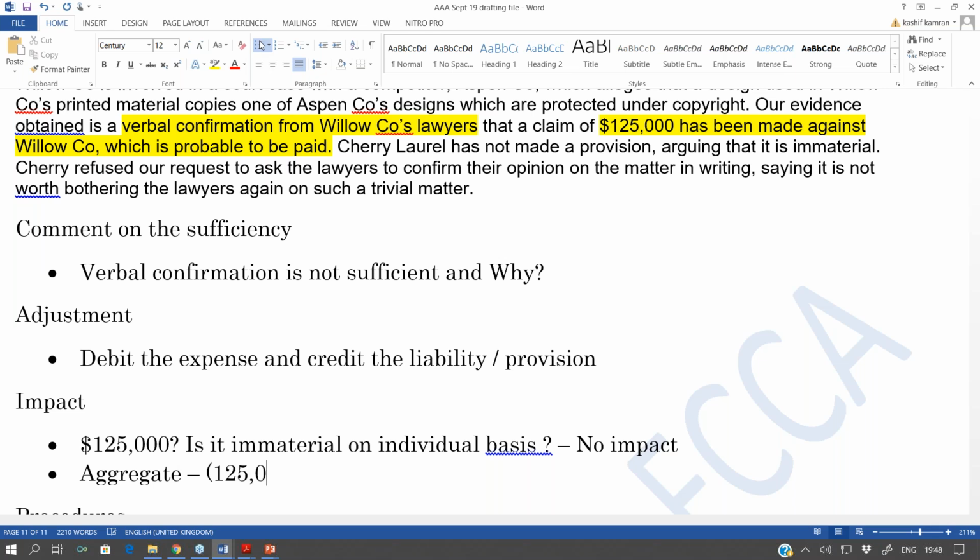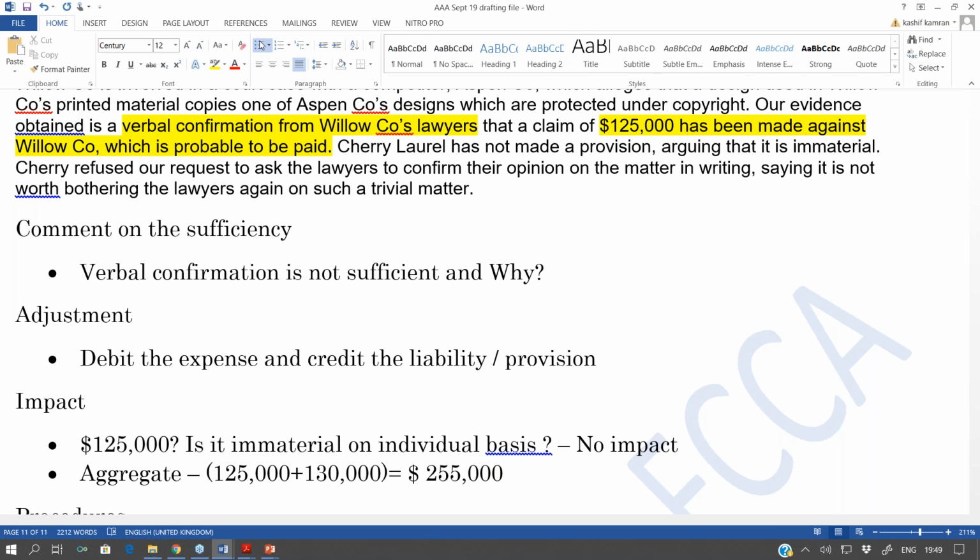125 plus 130. How much does this become? Dollar 255. Now, is 255 exceeding 250 on the income statement? We debited the cost of sales, right? We debited the cost of sales. Now we are debiting the expense. So is the debit side exceeding the income statement materiality?